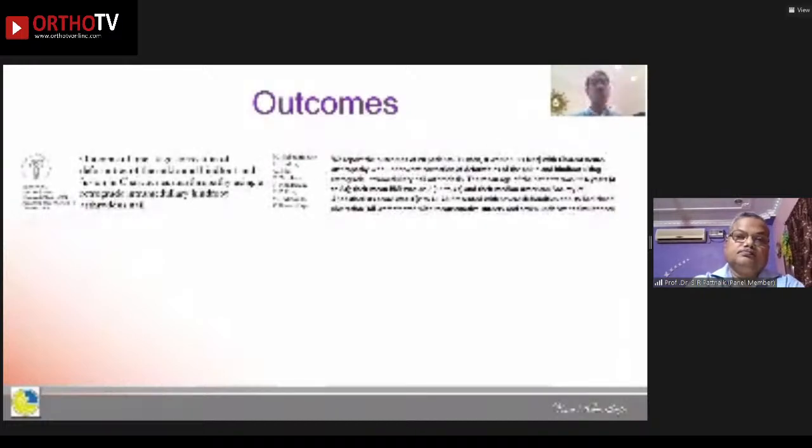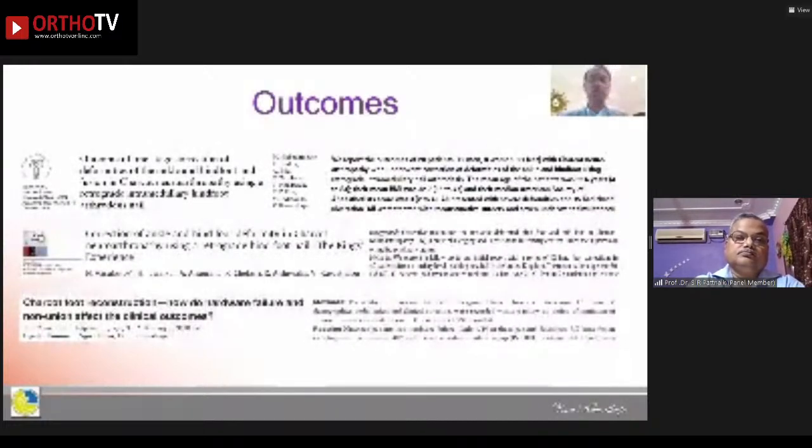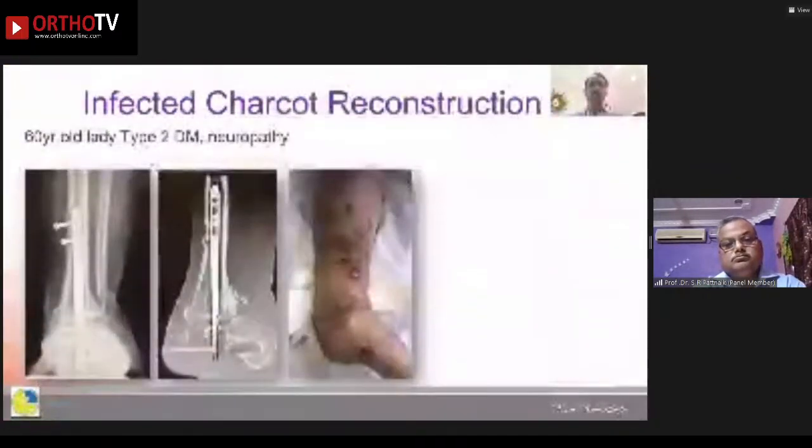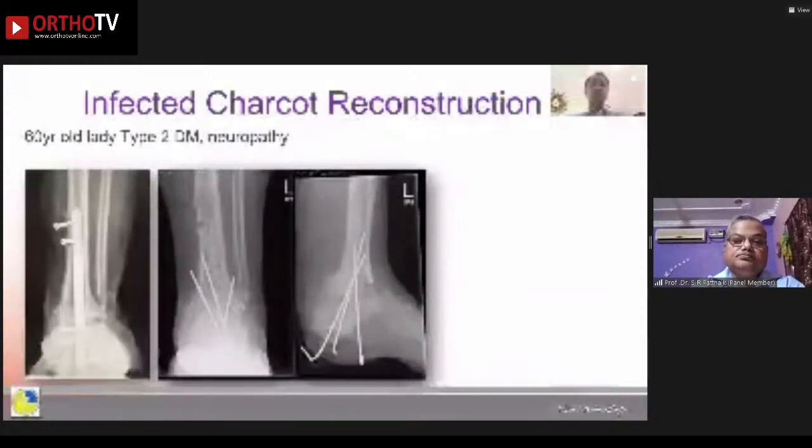So we have published our outcomes through various publications, and predominantly you have seen non-infected Charcot foot reconstructions. But there are occasions where actually infected Charcot feet present for functional limb salvage, as in this example of pouring pus through failed previous multiple surgery. Such presentations require very methodical two-stage reconstruction.